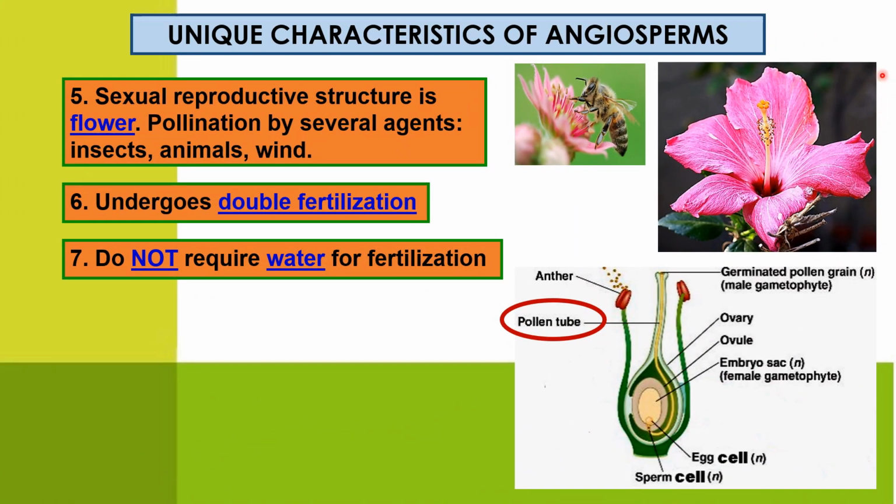The flower is a unique angiosperm structure that is specialized for sexual reproduction. The pollination of angiosperms is by several agents like insects, animals, and wind. Angiosperms undergo double fertilization, in which one fertilization event produces a zygote and the other produces a triploid cell which then develops into endosperm. Angiosperms do not require water for fertilization. They have a pollen tube that helps non-motile sperm cells to reach the egg cell.